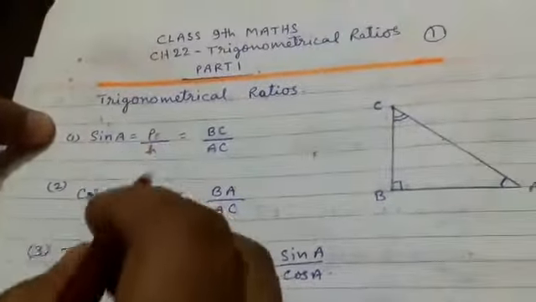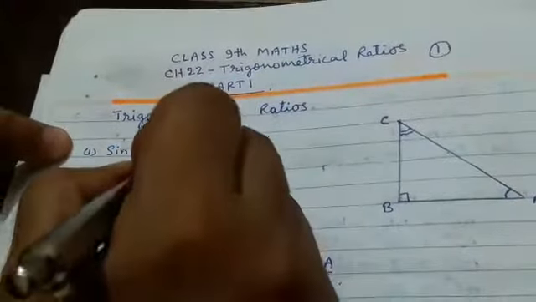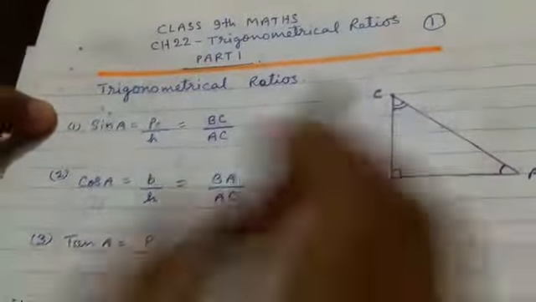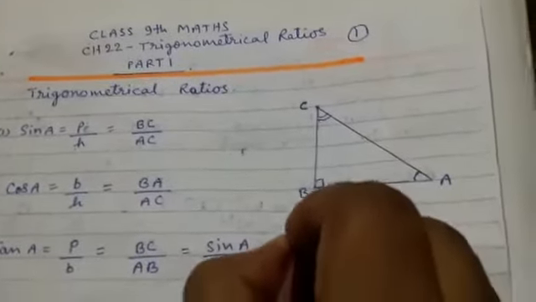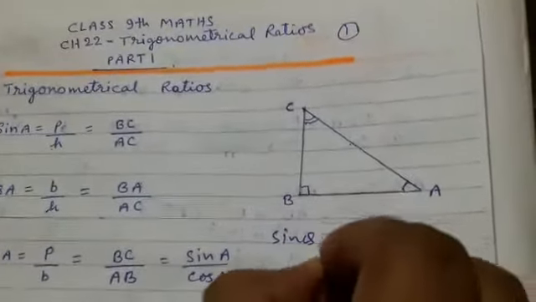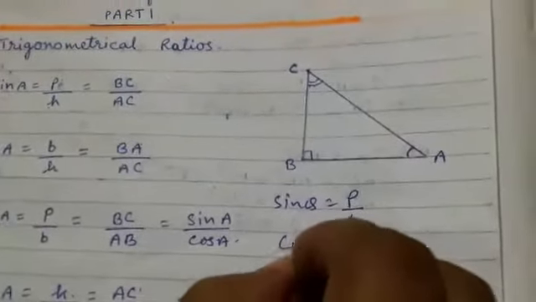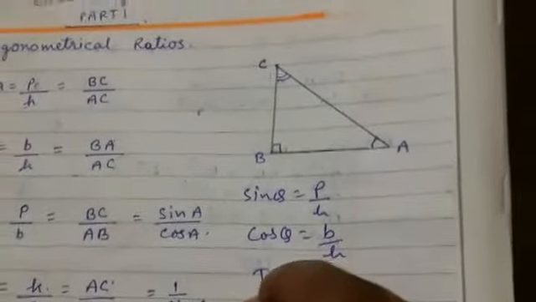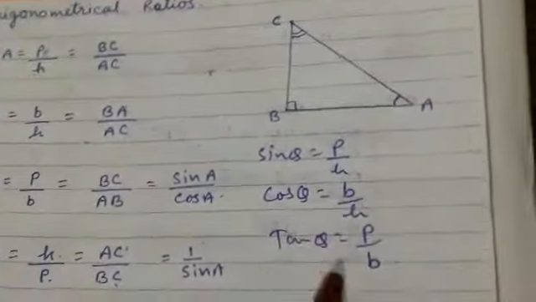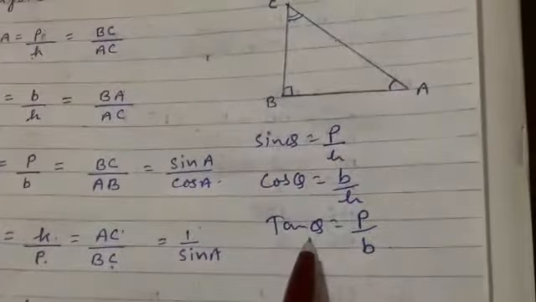Sine theta means P by H. What is P? P is perpendicular upon hypotenuse. Remember it. Sine theta is equal to P by H. Cos theta is equal to B by H. Tan theta is equal to P by B. This is our formula. Remember it, sine, cos, tan.